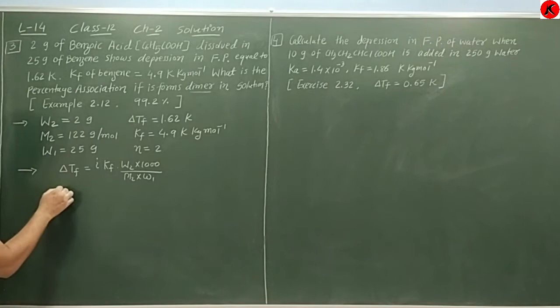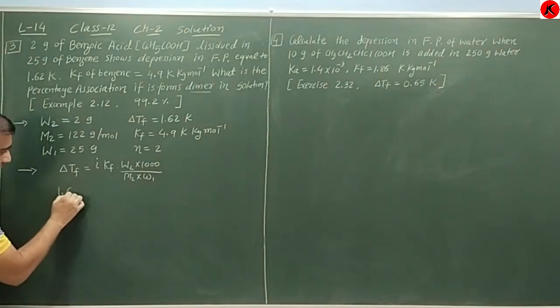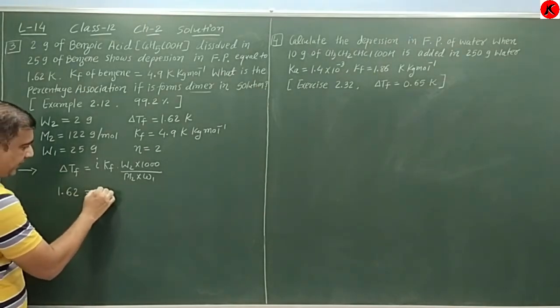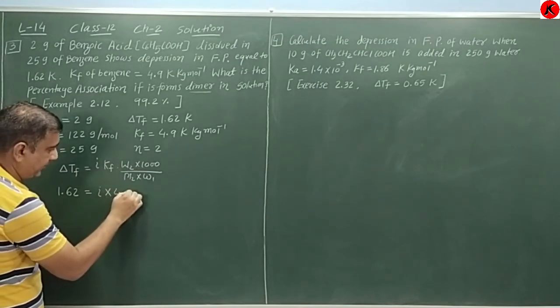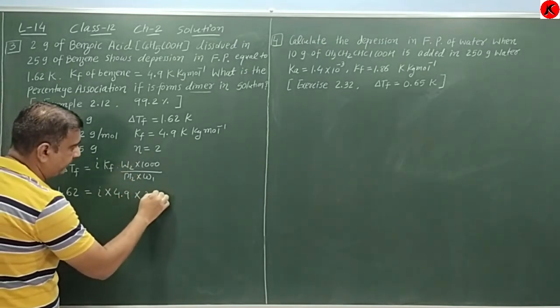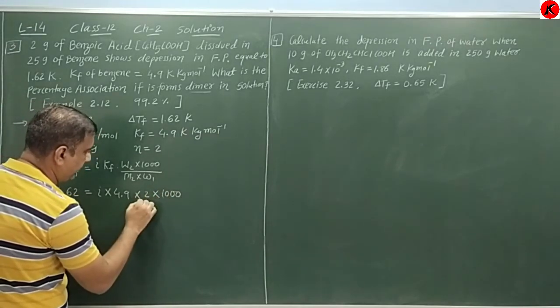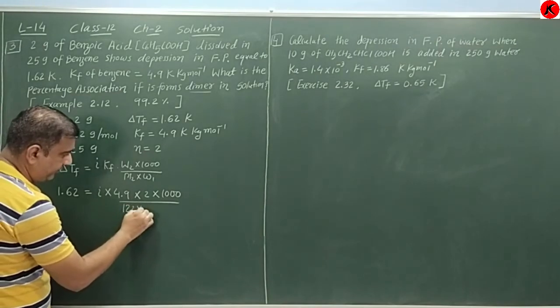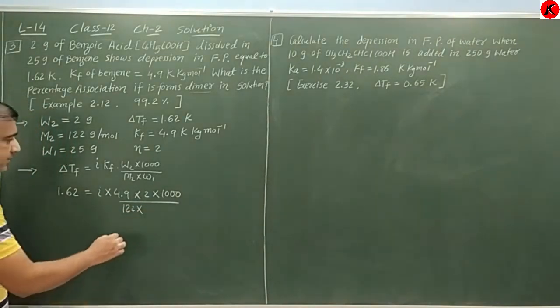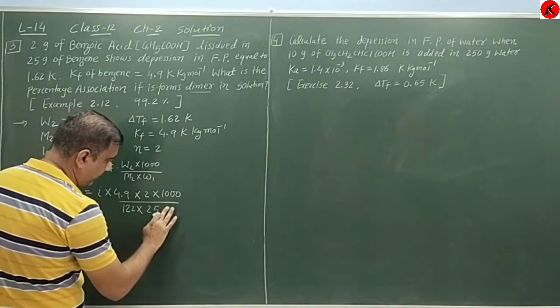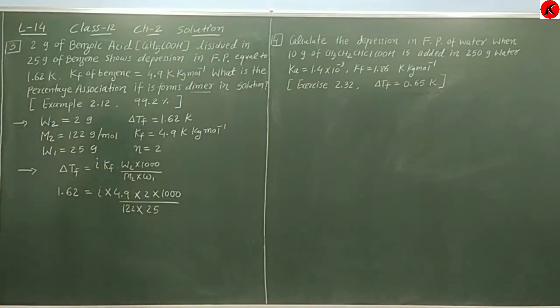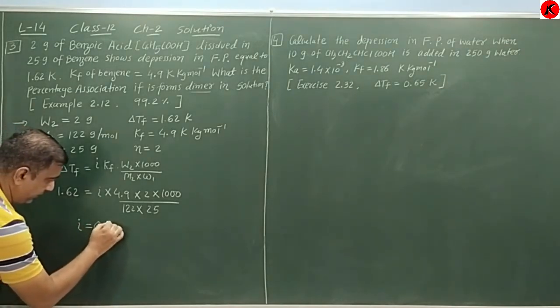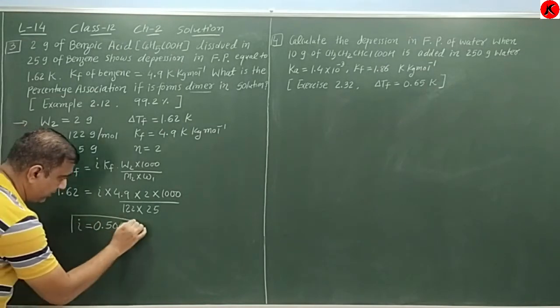Now delta Tf is given as 1.62. Now we have to calculate i. Kf is given as 4.9. W2 is given as 2 gram, into 1000, divided by M2, the molar mass, 122. W1 is given as 25 gram. Now simplify this and you will get the value of i. When this is simplified, the value of i will be 0.5042.